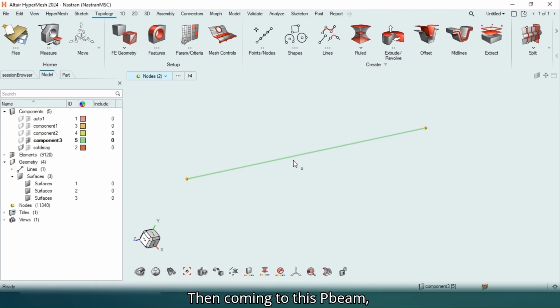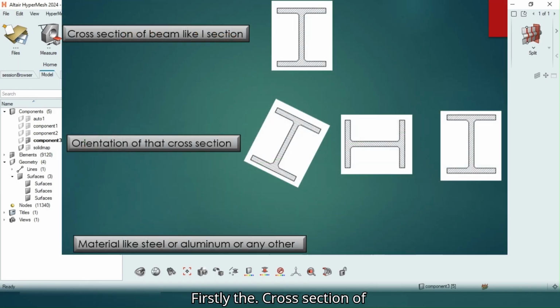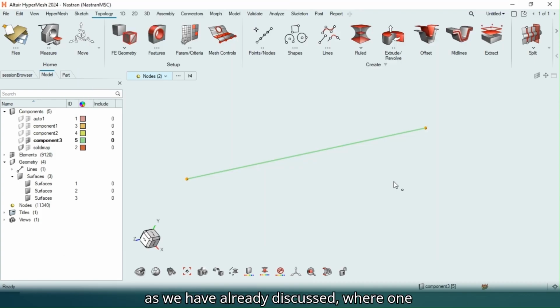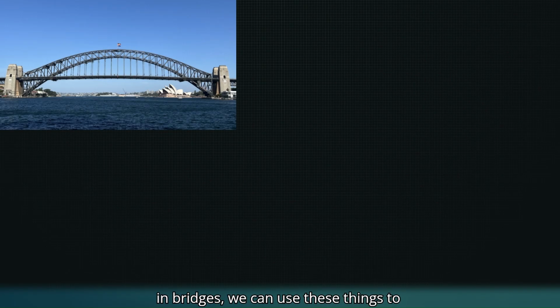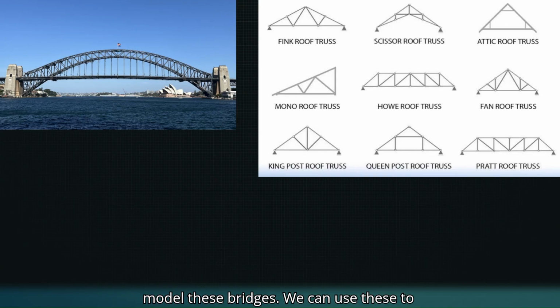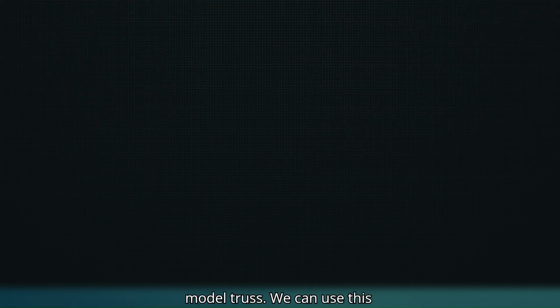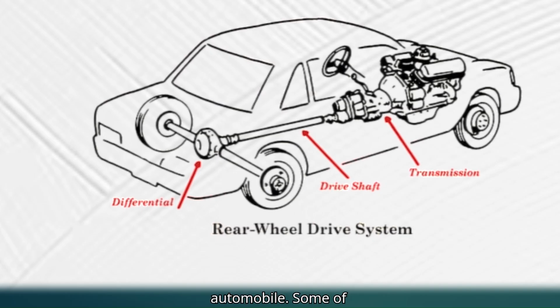PBEAM basically contains two nodes for the beam. We need to define three things. Firstly, the cross section of the beam. Second is the orientation of that cross section. And third is the material property. So when to use these beams: as we have already discussed, where one dimension is significantly larger than the other two. In most cases, we can use these beams to model bridges, trusses, and the drive shafts in an automobile.